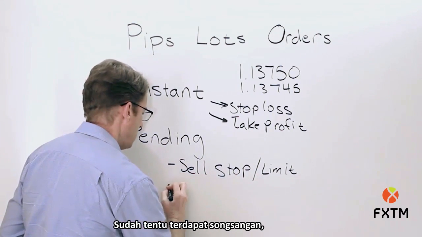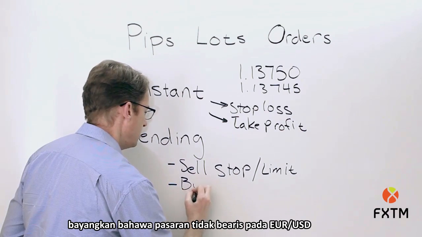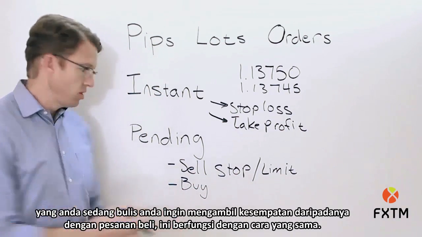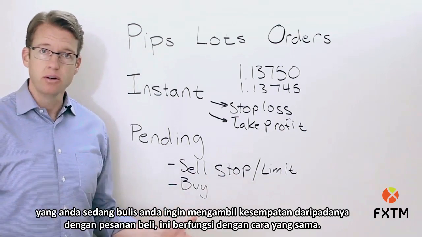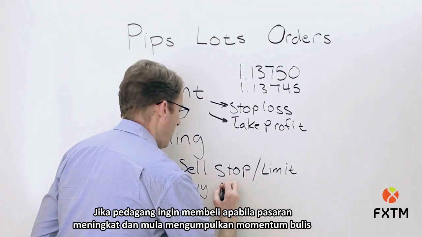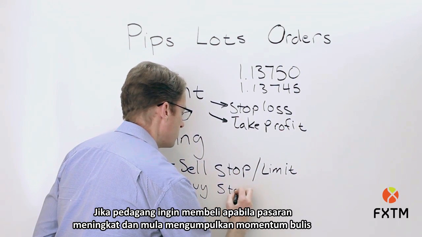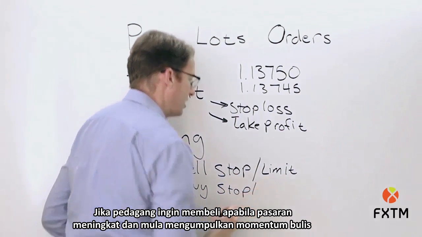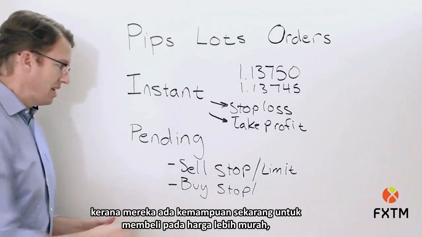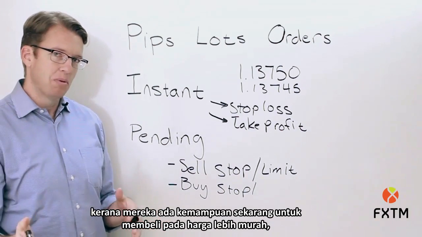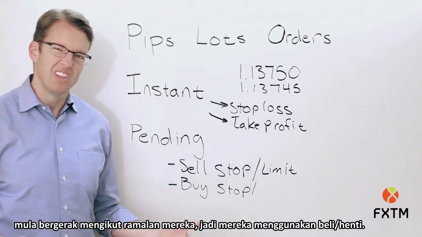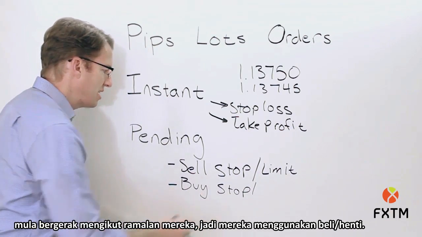Now, there is the inverse of this, of course. Let's imagine that instead of being bearish on the euro dollar, you were bullish and you want to be able to take advantage of that with a buy order. Well, this works the same way. So if a trader had wanted to buy as the market was rising and beginning to gather a little bit of bullish momentum, then they'd want to use a buy stop, because they have the ability right now to buy at a cheaper price, but they don't want to do that. They want to buy as the market begins to move in their favor. So they would use a buy stop.